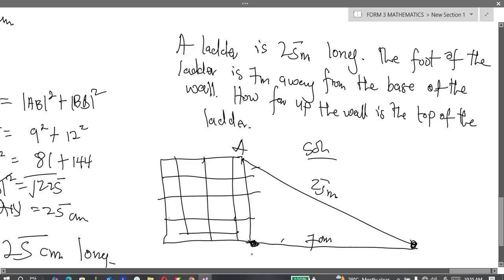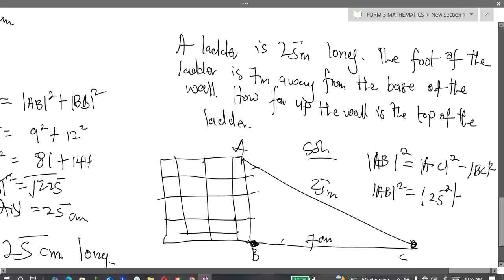So we can label this one A, B, C, and then use it to solve our problem. So AB squared, by now you should know this already, is AC squared minus BC squared. What's AB squared? It's what we don't know. What's our AC squared? 25 squared minus, what is our BC squared? 7 squared. So what are we going to get? 25 squared. Wow, that will be huge.